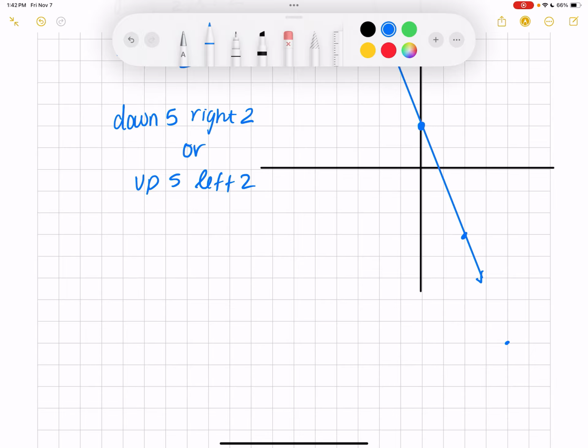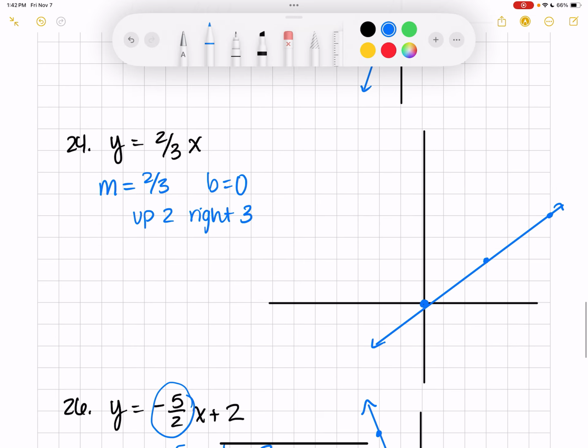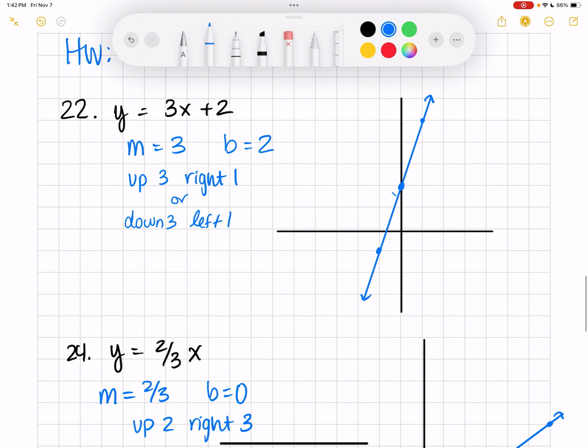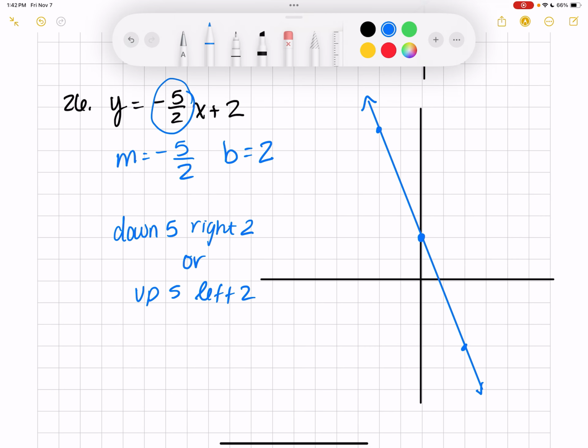Why'd you start at the dot and not the center? Because that's where the intercept is. This one had an intercept at the middle. But this first one did not. It was at 2 also. And then this one is at 2. So we always start at whatever the dot is that's on the y-axis.